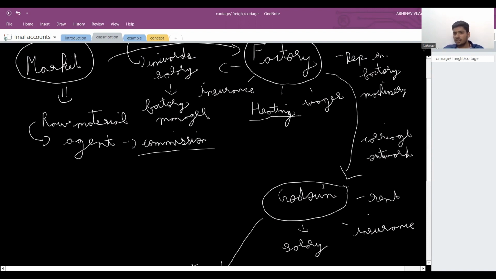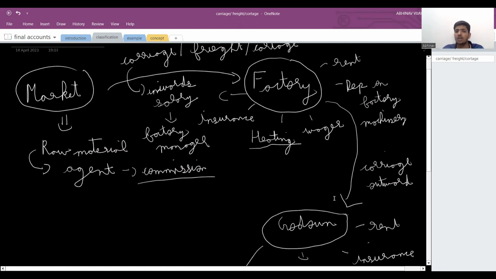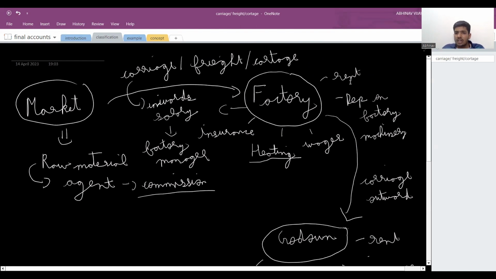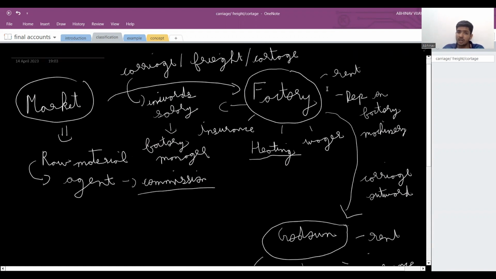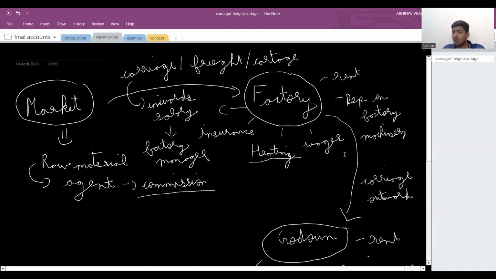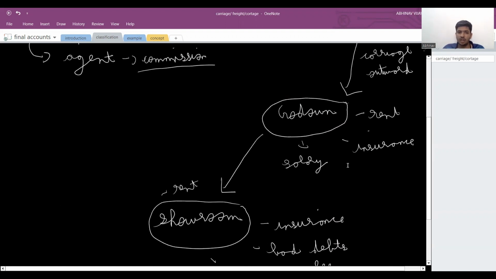Now, the reason I'm drawing this is because the expenses incurred at different stages will be classified under different heads in your P&L and your trading account. See, your rent in the factory will be different from your rent in the godown. This will be in a different account, though it's rent. That's why I made this diagram. So be very careful when you're drawing it.